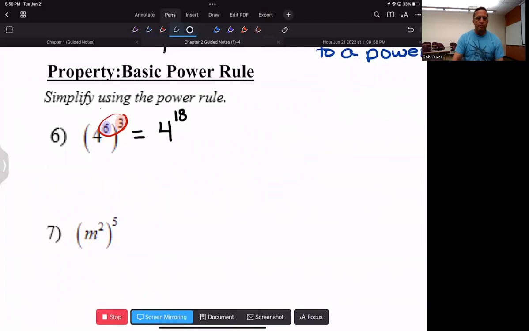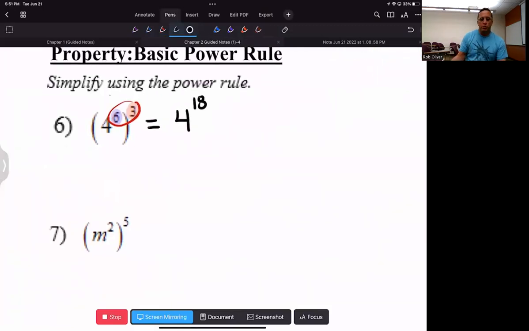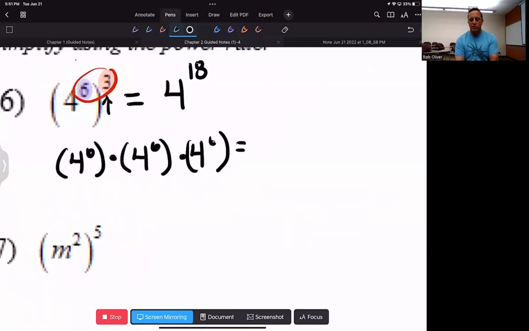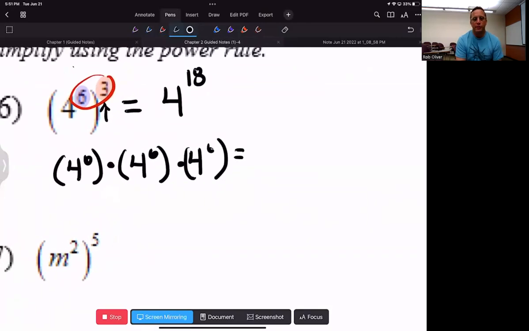Or if you want to think of it as the product rule, think about expanding this. This one says cubed. So we're going to do 4 to the 6 times itself 3 times. So 4 to the 6 times 4 to the 6 times 4 to the 6. Like that. And then you can see how the product rule, 6 plus 6 plus 6, works exactly the same way for this one. So you've got 4 to the 6, 4 to the 6, 4 to the 6, which is still 4 to the 18th. Either way you cut it.